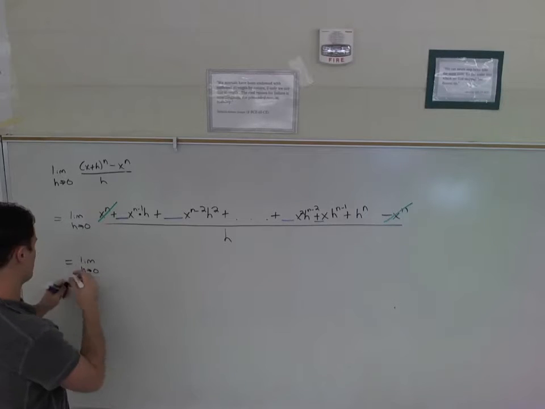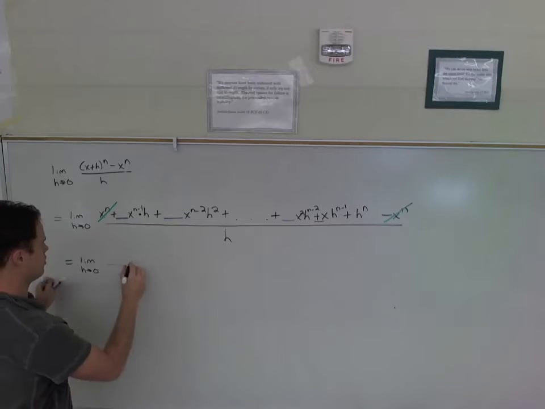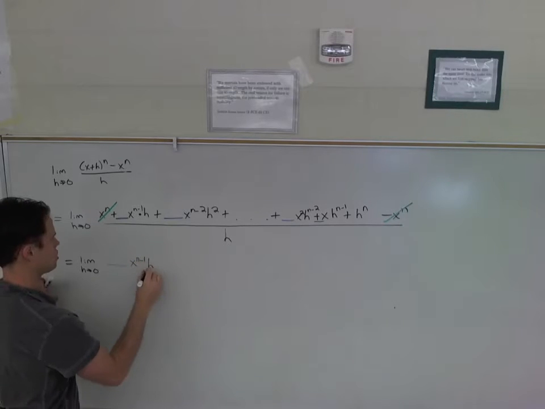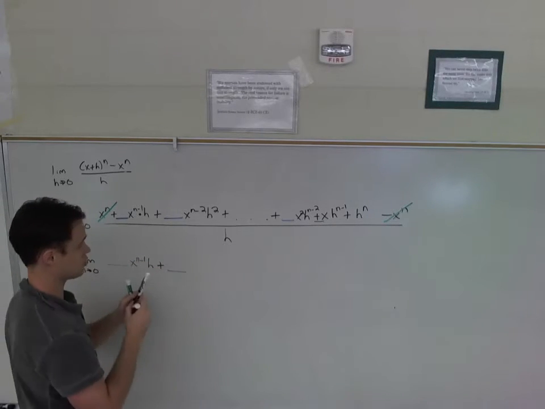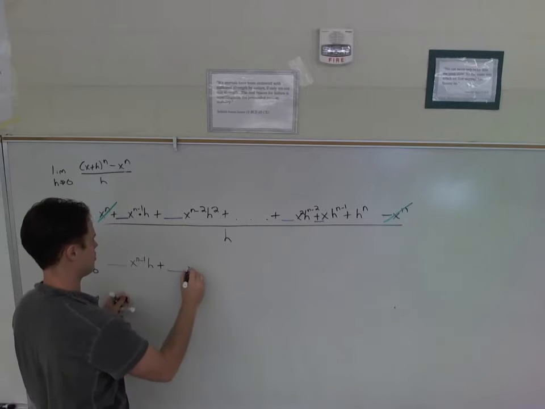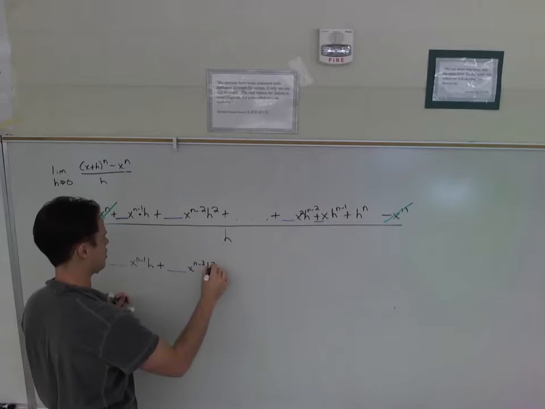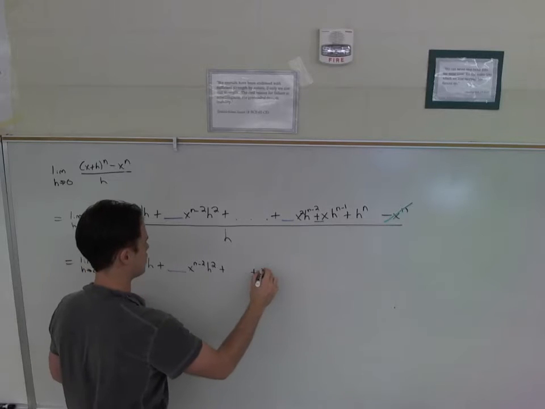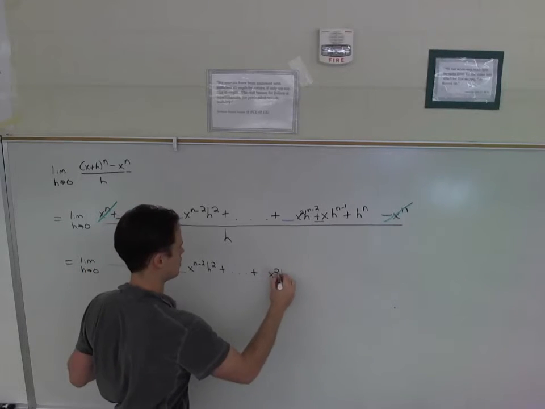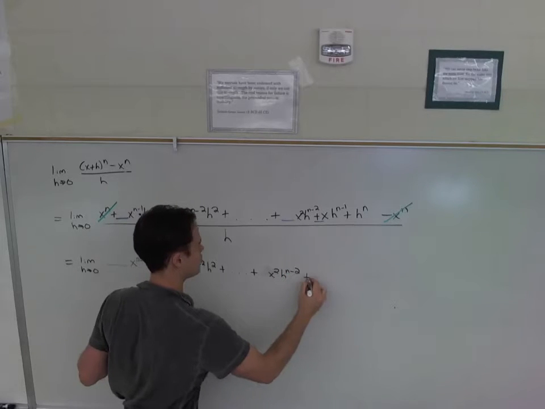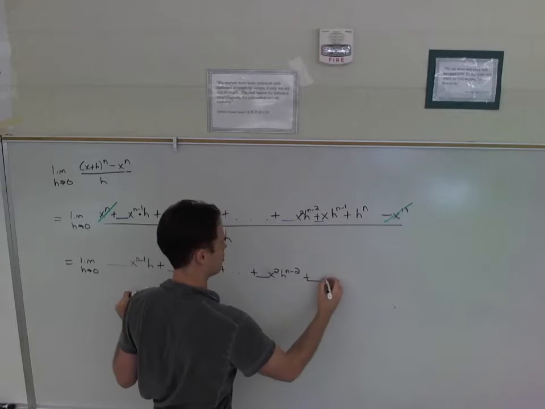Let's write it. So we've got blue thing, x to the n minus 1 h, plus some other blue thing. It's not the same thing, but x to the n minus 2 h squared, plus dot dot dot, plus x squared, I have a blank there too, x squared h to the n minus 2, plus. I'm going to leave these in black.